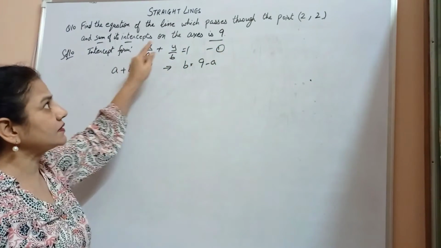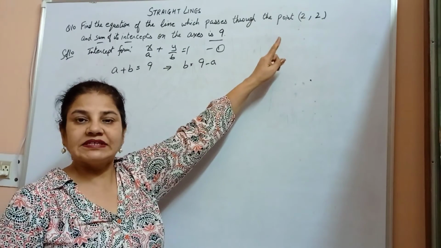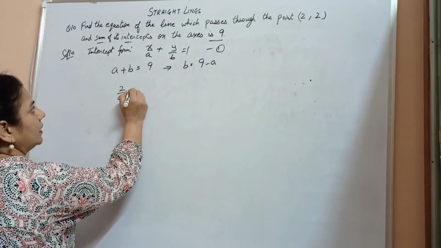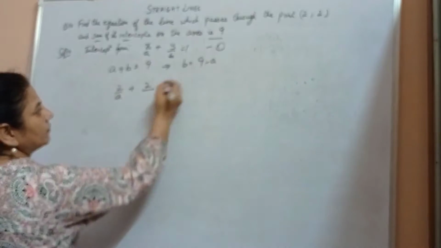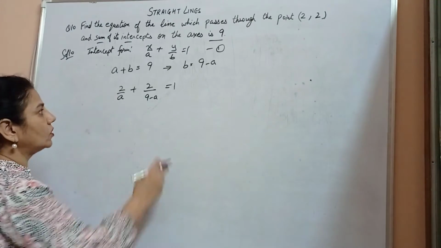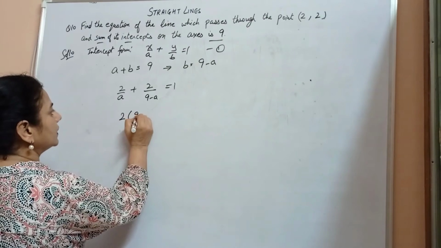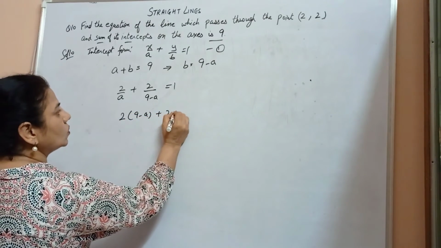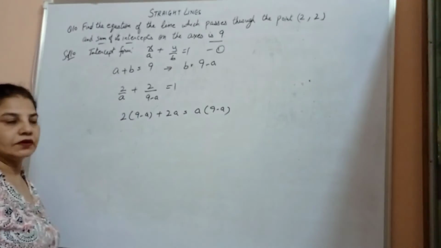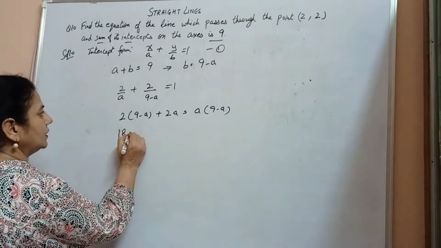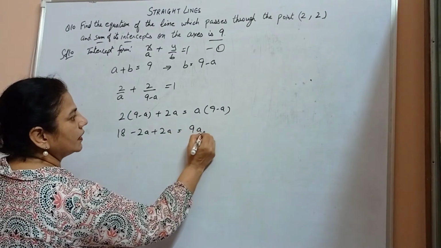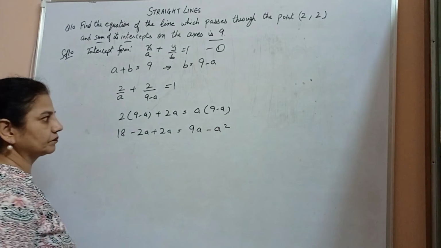Also, this line passes through the point 2, 2. That means x is 2 and y is 2. So we get 2 upon a plus 2 upon, instead of b I will write 9 minus a, is equal to 1. Cross multiply, we get 2 times 9 minus a plus 2a is equal to a times 9 minus a. So on solving, we get 18 minus 2a plus 2a is equal to 9a minus a square.